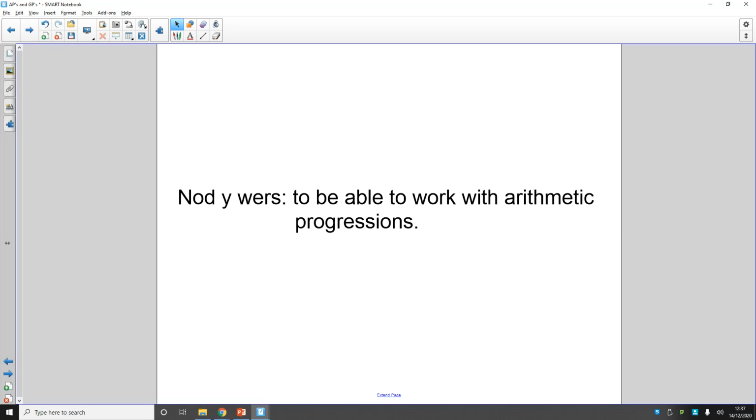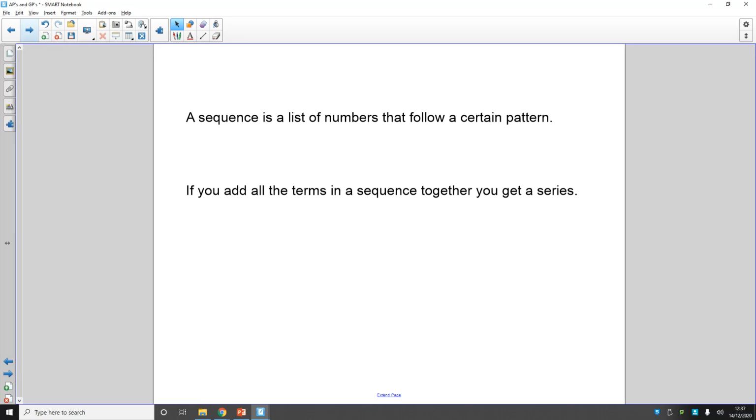Today we're going to have a look at what an arithmetic progression is and how we actually work out terms within the arithmetic progression. So a sequence is a list of numbers that will follow a certain pattern. We've come across that in previous years. But if we have a series of numbers, then if you add up all the terms in that particular series together, it is called an arithmetic series.